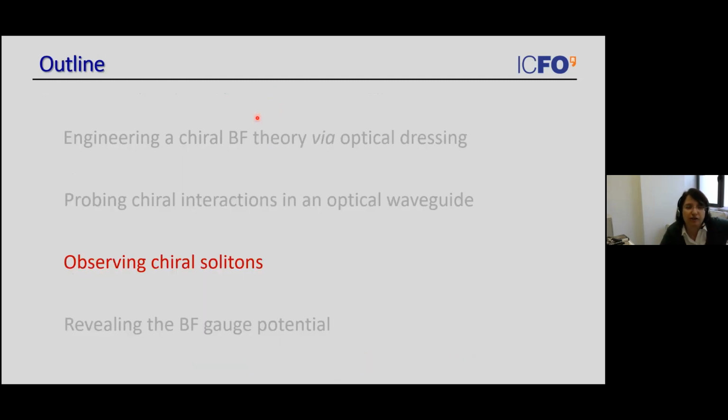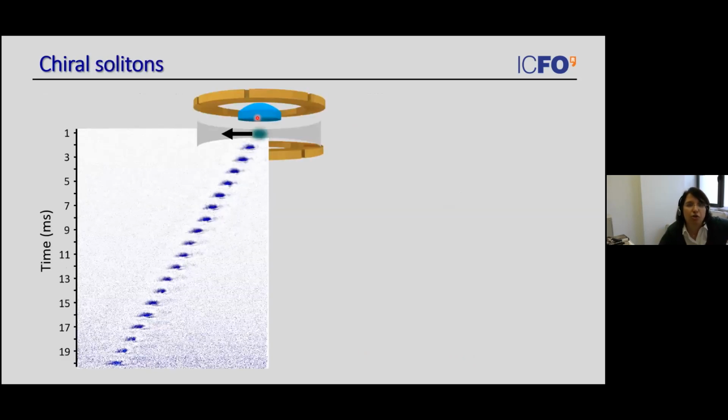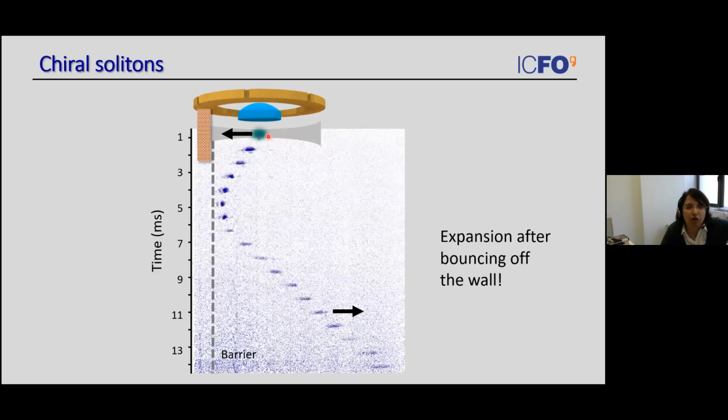Yeah, it's a solid. So now, can we have a better look at this chiral soliton? How do we see that this is really a soliton and that this is chiral? So we just take our atoms, we kick them left, and then we let them evolve. That's what I showed you before. But we don't let them evolve freely, because after some propagation, we build a wall for them. In the lab, of course, it's not a wall, it's a repulsive laser beam that we focus away from the atoms on this left side.